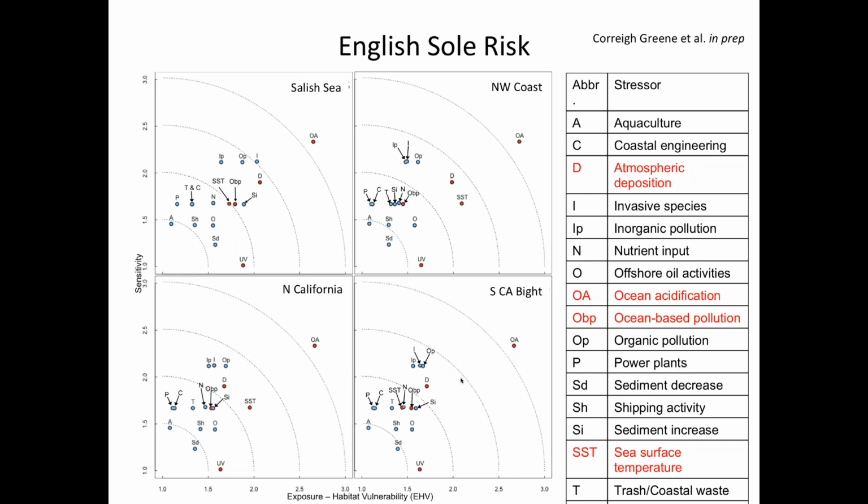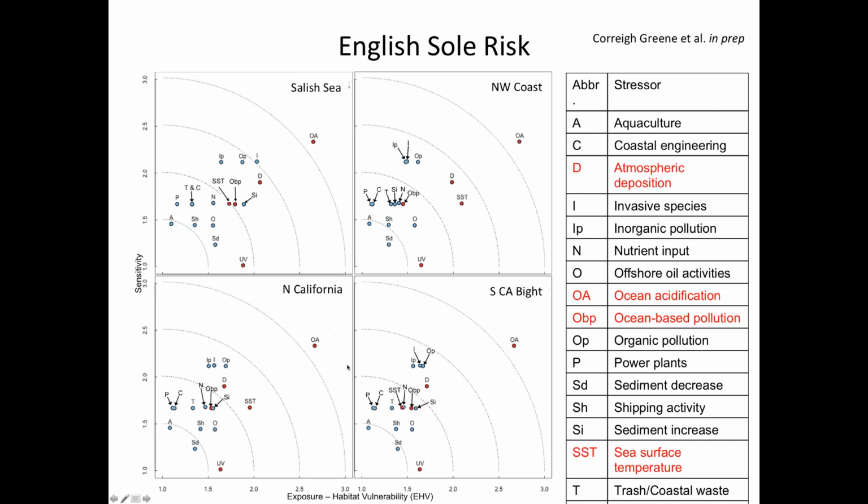As you can see here, the Salish Sea, the Northwest Coast, Northern California, and the Southern California Bight. I think the important thing here is to recognize that as you move out on the x-axis in increasing exposure, or up on the y-axis in increasing sensitivity, you're increasing expected risk to English sole. And so highest risk levels are out here, lowest risk levels are in here, and anything along a contour line like this has roughly equivalent risk. So in this example, OA, which is ocean acidification, is expected to pose the greatest risk to English sole in each of the 4 regions.